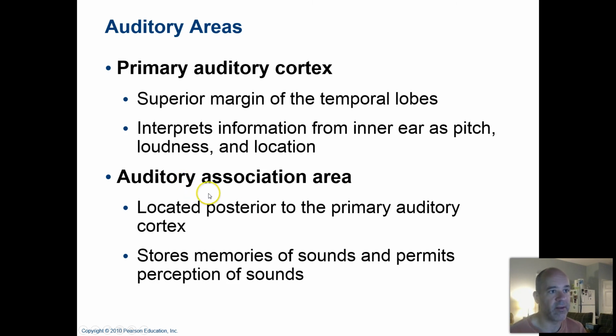So your auditory association area stores memories of sounds and permits your perception of sounds. What is that sound? That was an explosion. That's a dog barking. That's a cat meowing. That's water dripping out of the faucet, things like that.